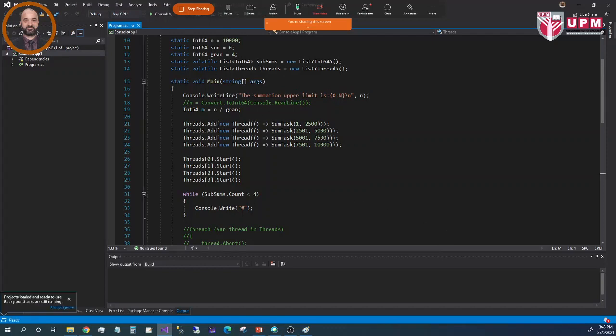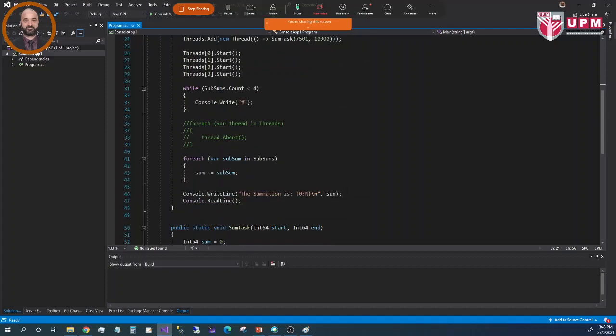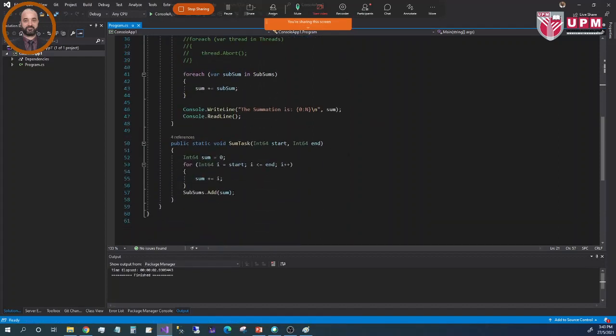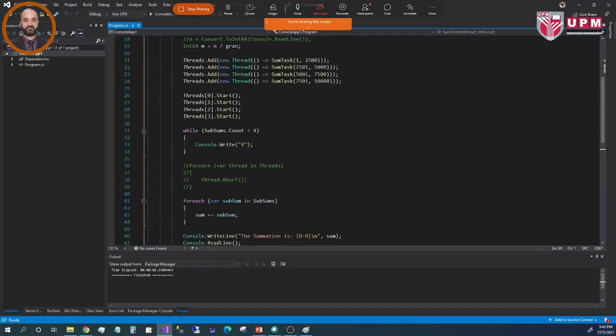Okay, this one is also based on the domain, right? Because here what we want to do is to calculate the summation up to the upper limit of those data, right? So what we need to do is to give a range of data to the same function. So we are going to run multiple copies of the same function, but using different data. So here the decomposition is based on the domain.